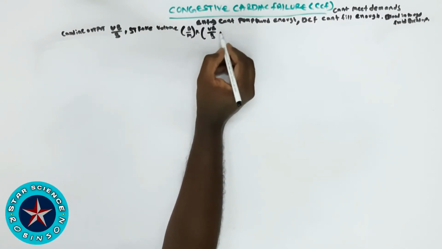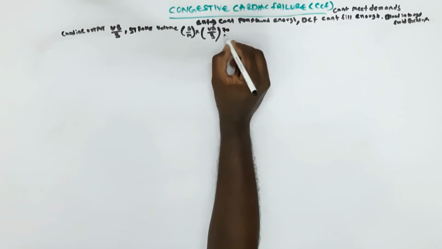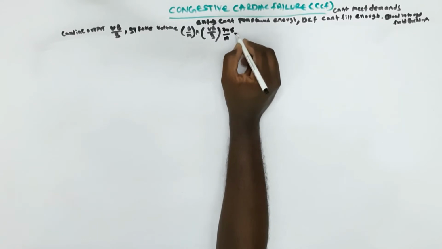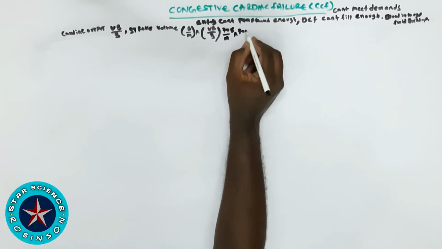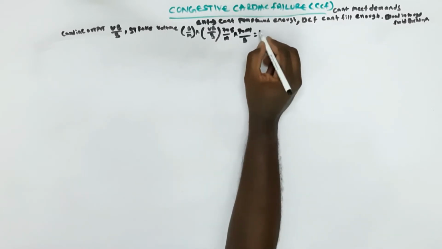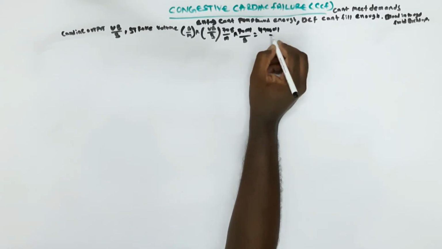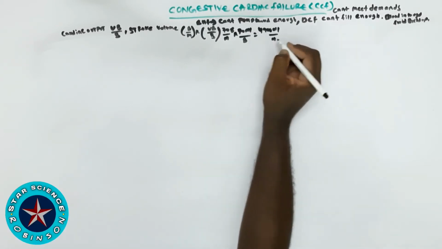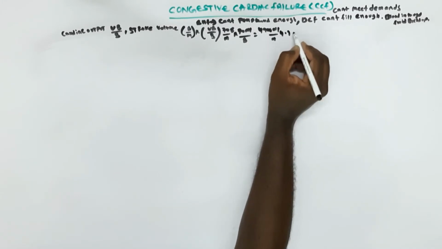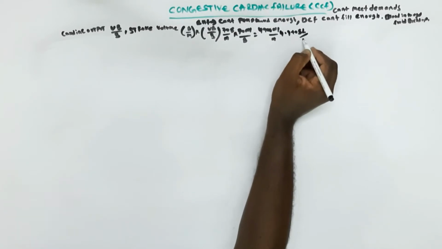For example, if it is around 70 beats per minute into 70 ml per beat, it is equal to around 4900 ml per minute. So it's approximately 4.9 to 5 liters per minute. That is cardiac output and stroke volume. This is the thing you have to remember.